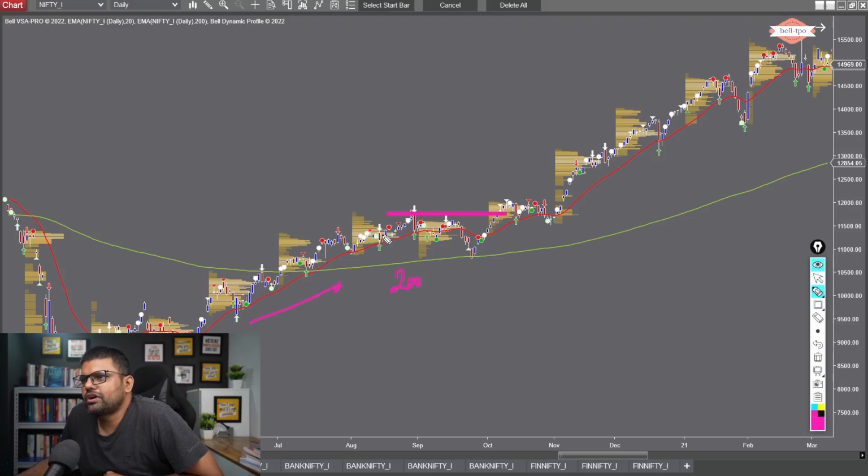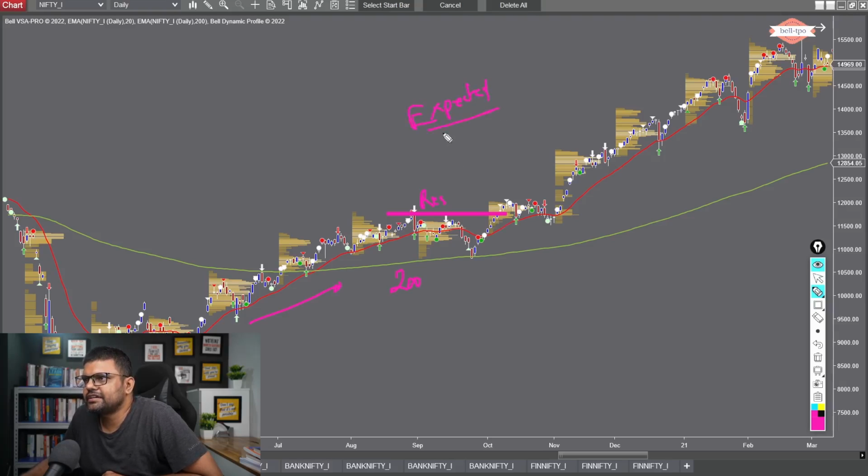Now we have moved above that. This red line is the 20-day moving average, and it has also crossed the 200-day moving average. All the traditional trend indicators are telling you that we are in an uptrend, and then market moves sideways. It moves sideways and then it again swings up and comes to this resistance level. Make sense?